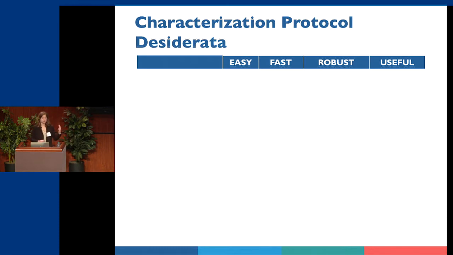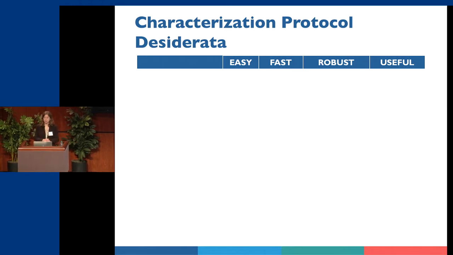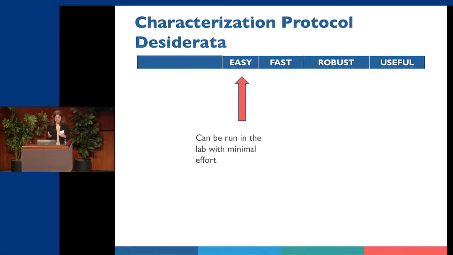So there are certain, what I'll call desiderata, that we'd like any characterization protocol to have. We would like it to be easy, fast, robust, and useful. And I'll explain what I mean by these words. Okay, easy, well maybe that's self-explanatory. It should be able to be run in the lab with minimal effort.